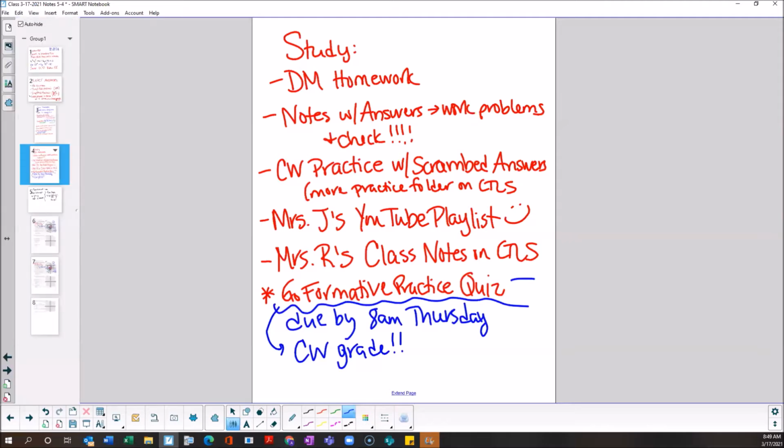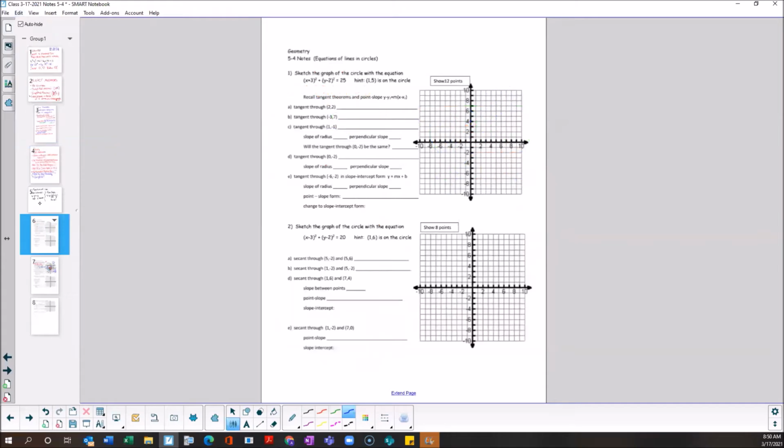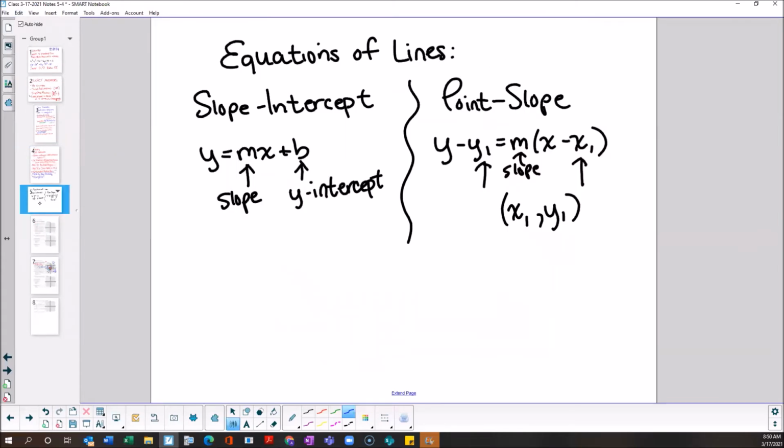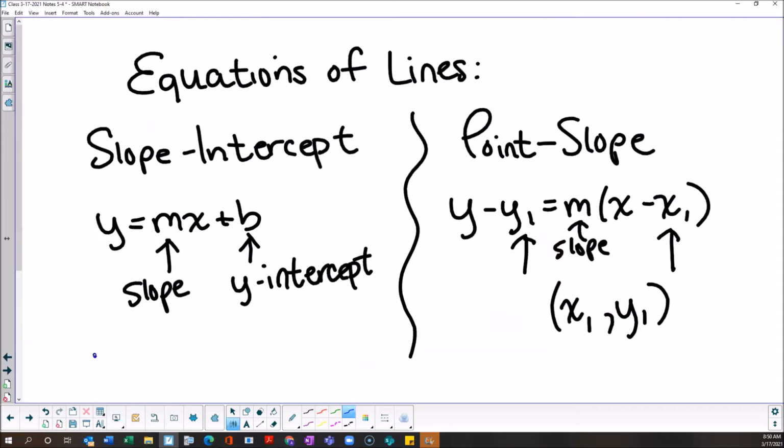On 5-4, okay, you have notes in your packet and posted on CTLS that go with our lesson 5.4. Okay, what we're going to do in this last lesson that will be on our quiz is we're going to write the equations of lines that have to do with circles. In most cases, it's writing a line that's tangent to a circle.